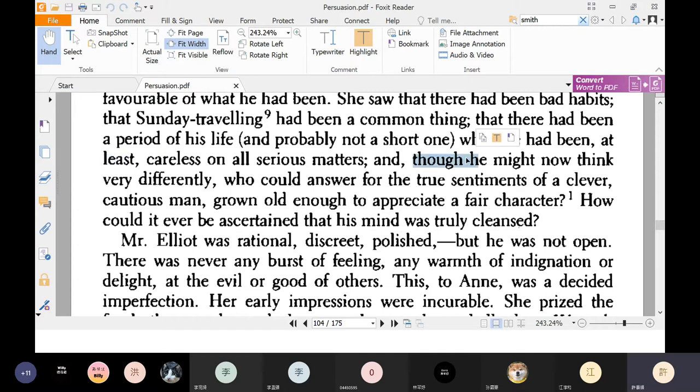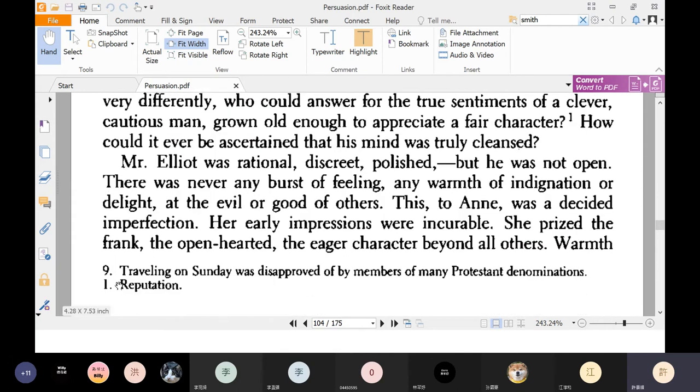"And though he might now think very differently, who could answer for the true sentiments or feelings of a clever, cautious man, grown old enough to appreciate a fair character?" Fair character here means a good character, to appreciate the value of having a good character, or as the novel says, reputation. "How could it ever be ascertained" or confirmed "that his mind was truly cleansed," that his mind has truly changed.